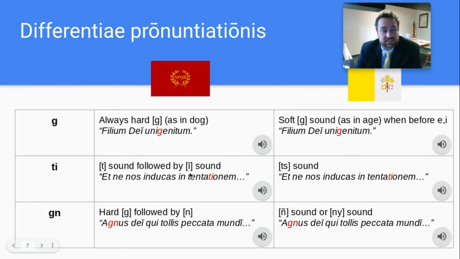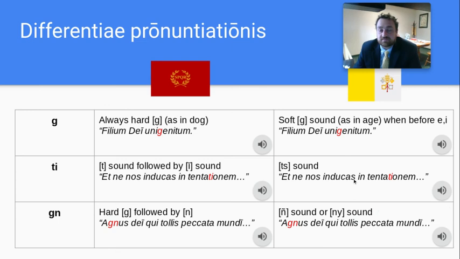Okay, the letters T and I. When we have a word with T followed by I, in classical pronunciation it's pretty simple. The T makes a T sound, the I makes an I sound, and they both get said separately. Et ne nos inducas in tentationem, sed libera nos a malo. But in ecclesiastical pronunciation, it's going to become a TS sound.